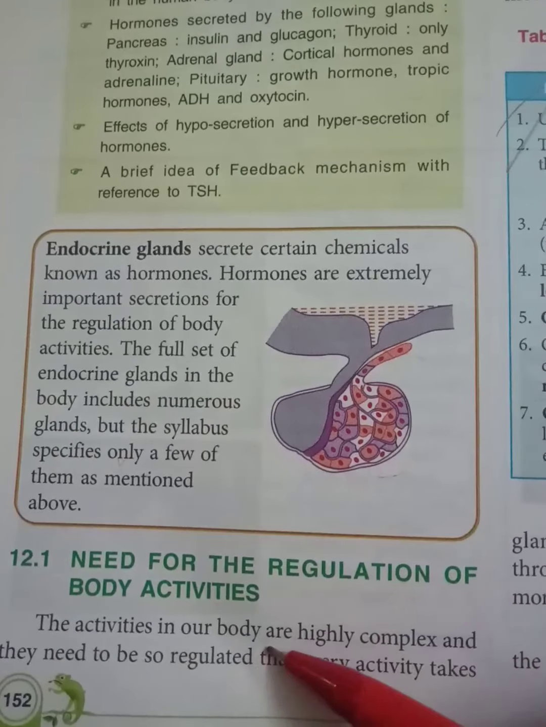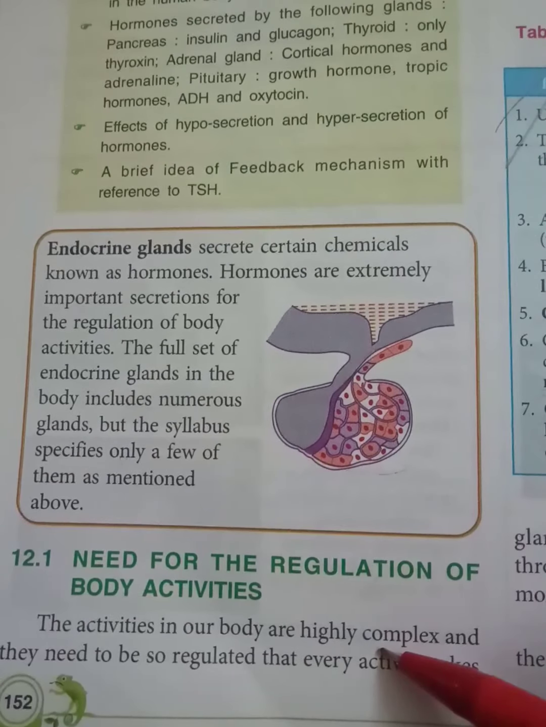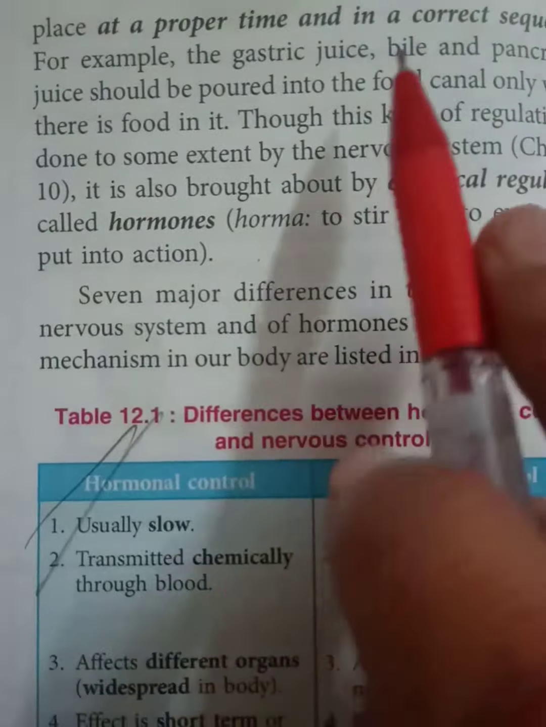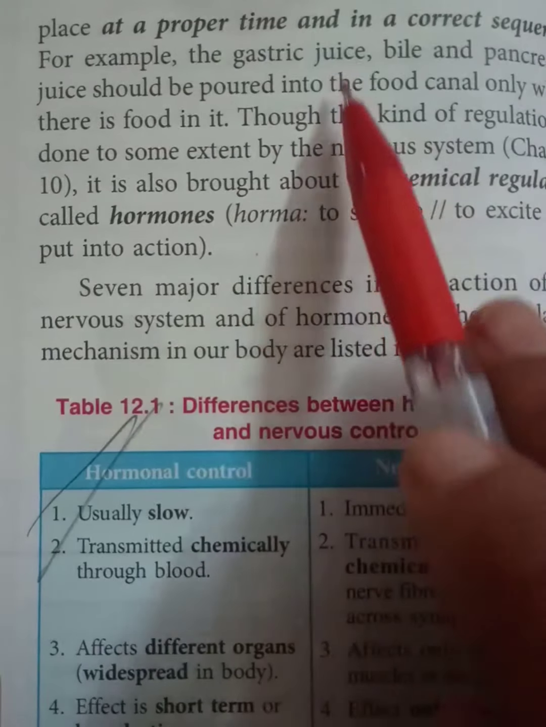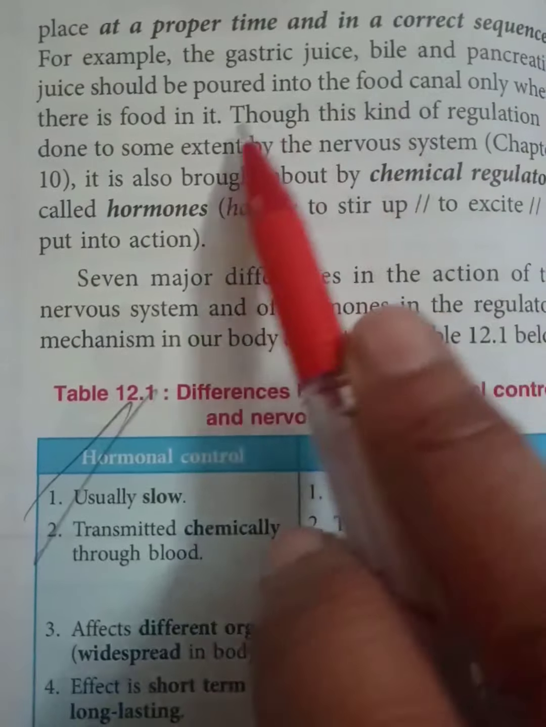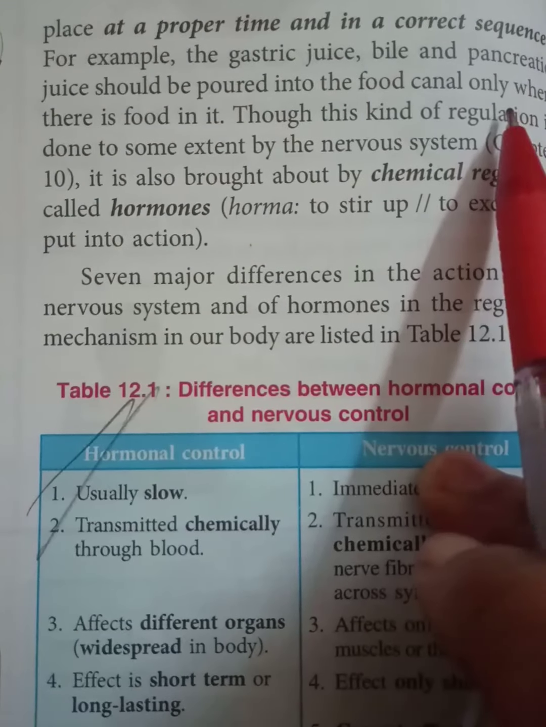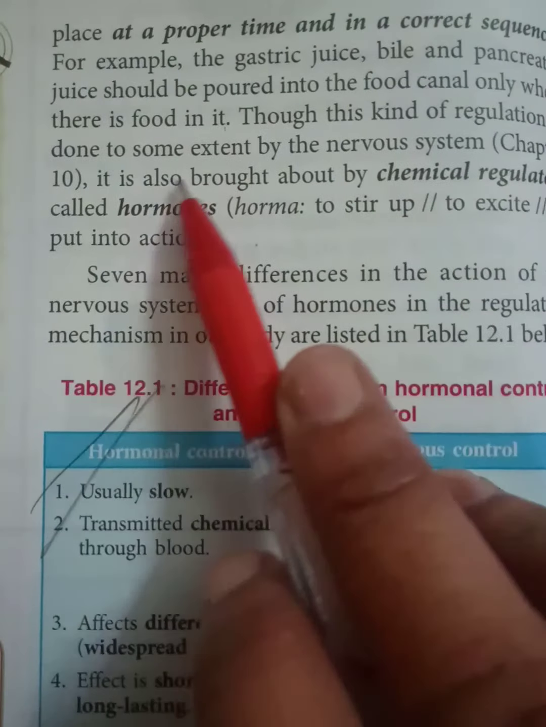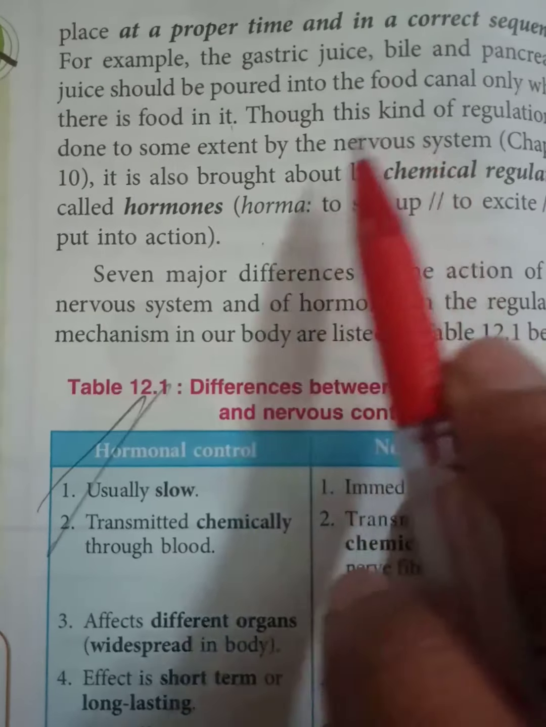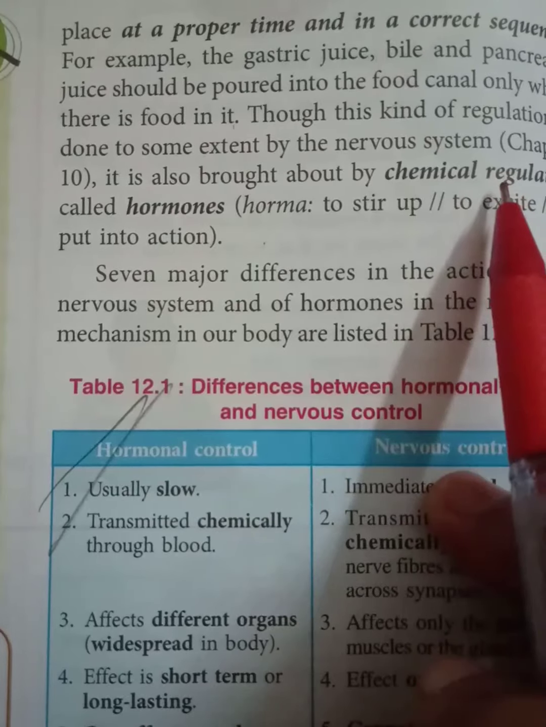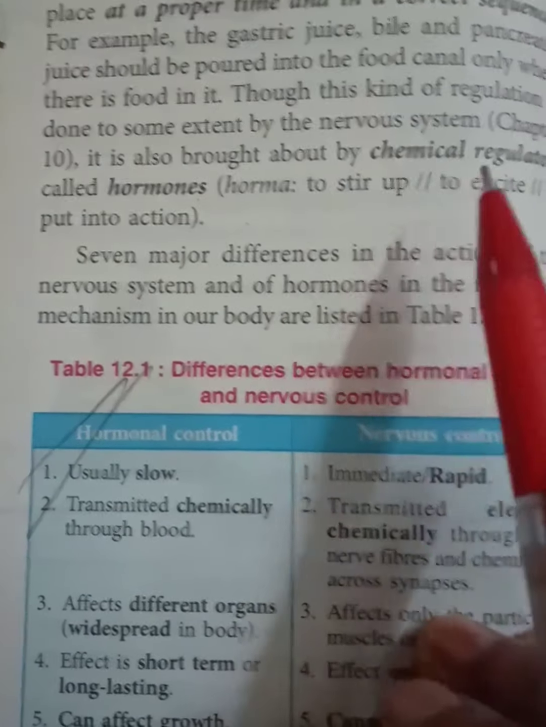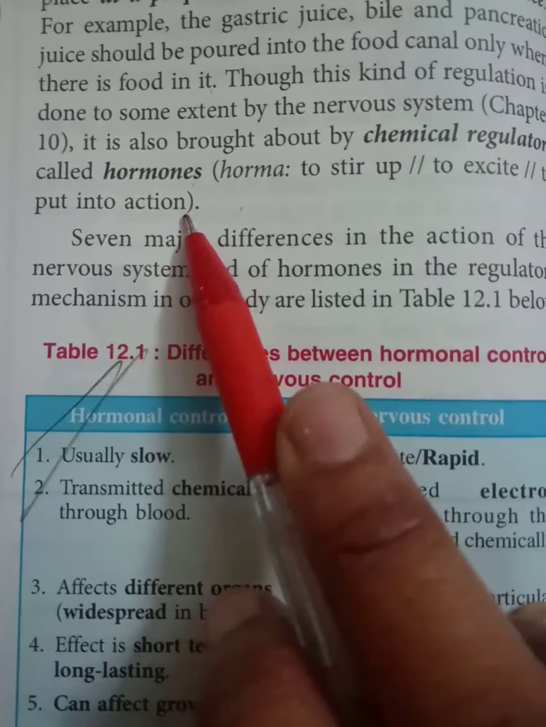Need for regulation of body activities. Activities in our body are highly complex. They need to be regulated so that every activity takes place at a proper time and in correct sequence. For example, gastric juices, bile and pancreatic juices should be poured into the food canal only when there is food in it. So this kind of regulation is done to some extent by the nervous system, and some also through chemical regulators which are called hormones. Horma, that is to stir up, to excite, or to put into action.